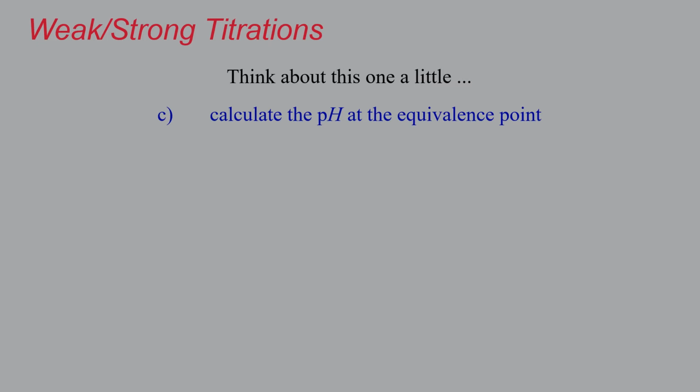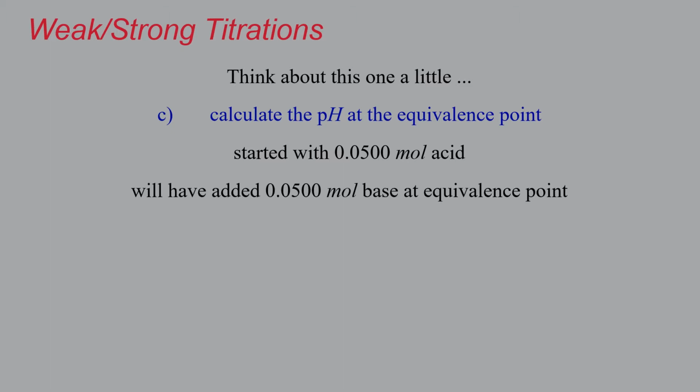All right, so the next step was to calculate the pH at the equivalence point. I want you to think about this one for a little bit. We started off with 0.05 moles of the acetic acid. At the equivalence point, by definition, we will have added 0.05 moles of the hydroxide. To be clear, because there are two bases floating around here, in this case we're talking about the strong base, the titrant hydroxide.